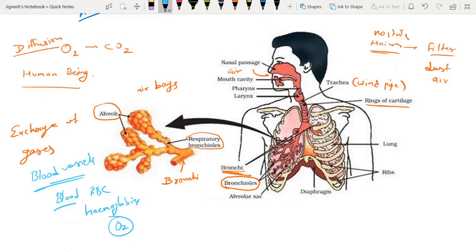This is a balloon-like structure, and the alveoli provide a very nice surface area where exchange of gases takes place, along with extensive blood vessels. Whatever I said is correct over here.